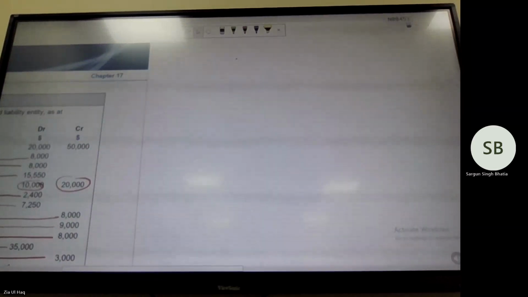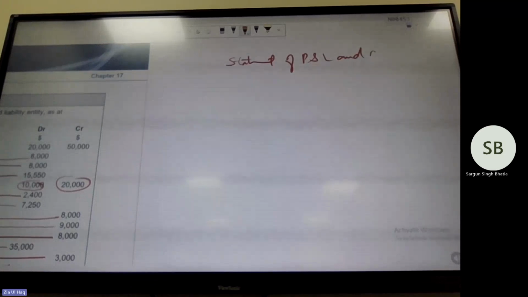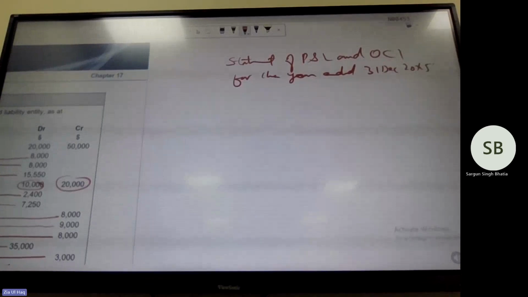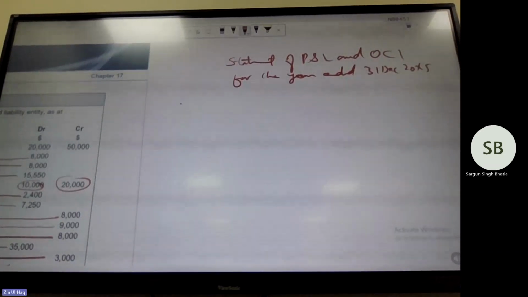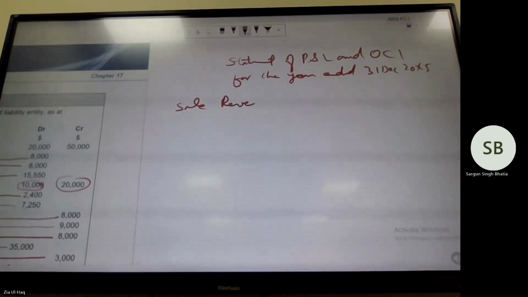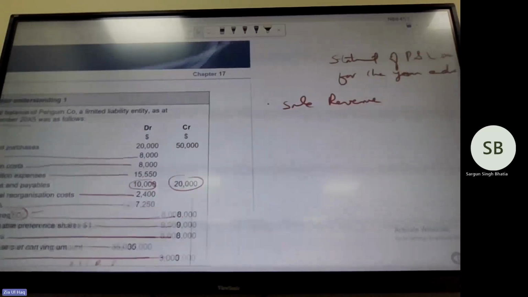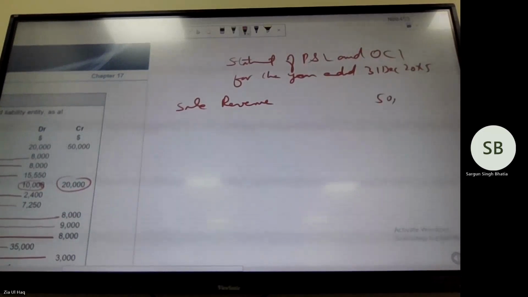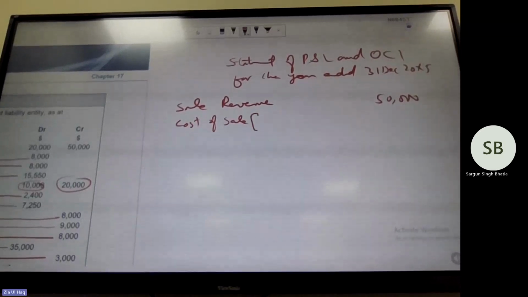Here we can prepare the statement of profit and loss and other comprehensive income for the year ended 31st December 20x5. That will start from sales revenue. And the sales revenue figure is 50,000. Then cost of sale, and we can calculate cost of sale directly here.